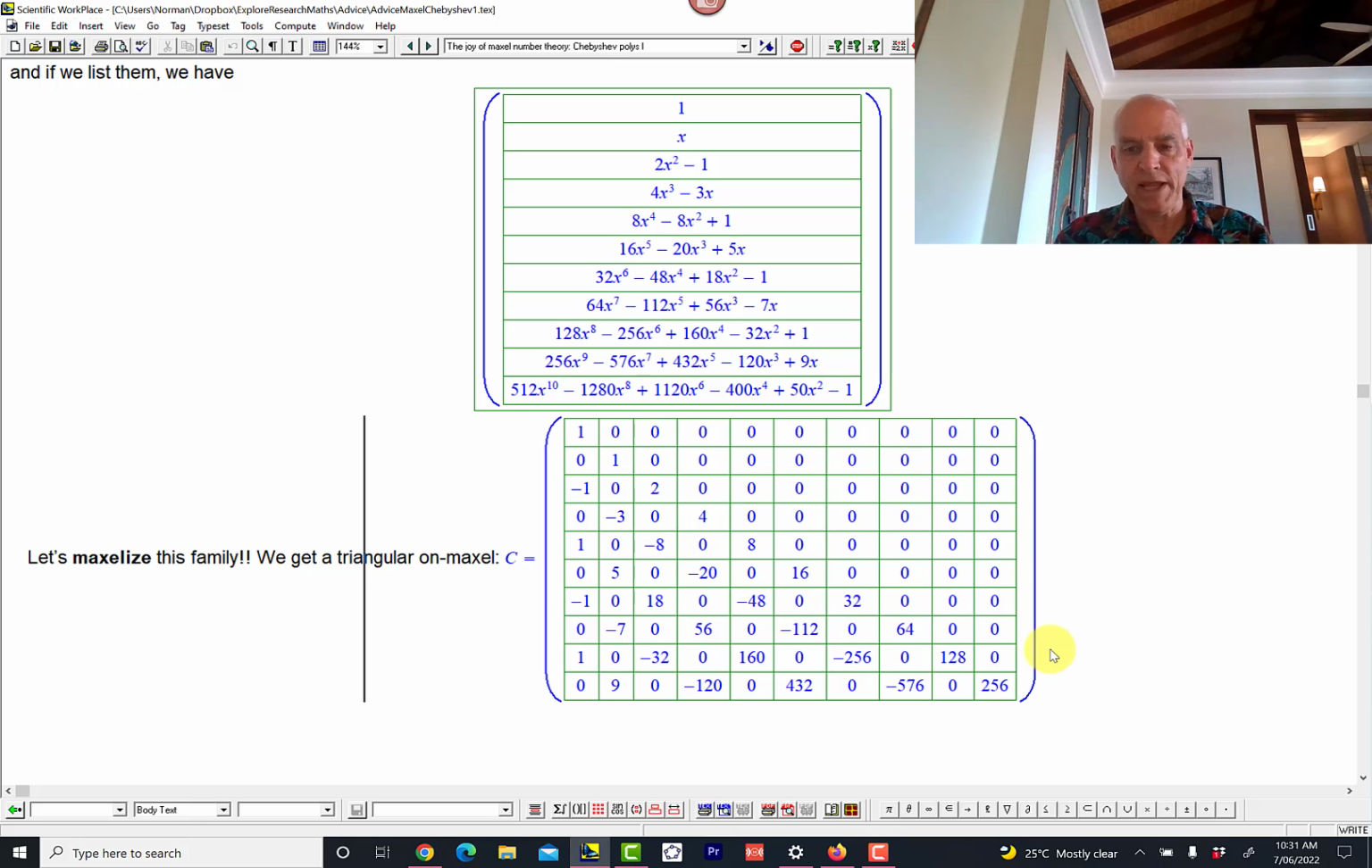But the first step would be just to look at this thing as a two-dimensional array and see if we can sort of notice anything about it that's maybe not so apparent from this kind of description where we just see the polynomials one at a time. Okay, so have a look at this. Can you see anything about it that's interesting?